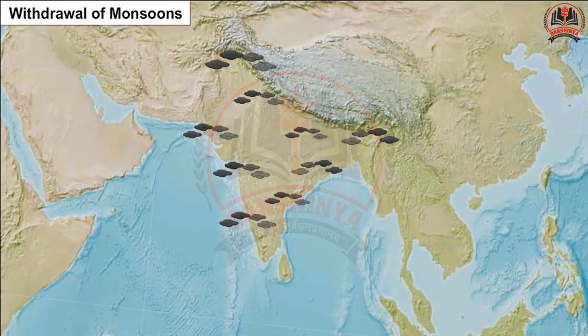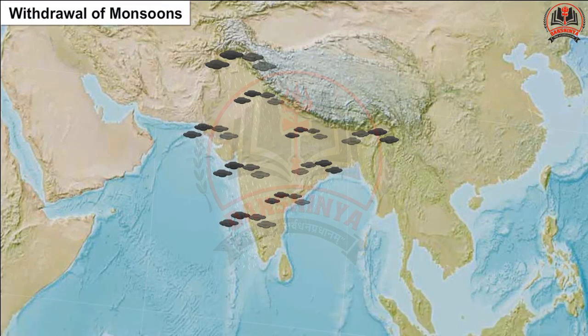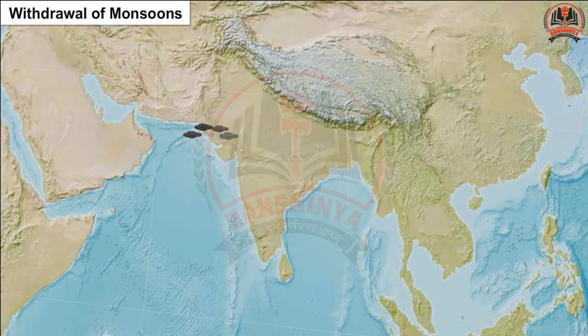Withdrawal of monsoons. The withdrawal of monsoons begins in early September. By October, the monsoon completely withdraws from the northern half of the Indian peninsula. The withdrawal is rapid in the southern peninsula. By December, it has completely withdrawn from the remaining parts of India.